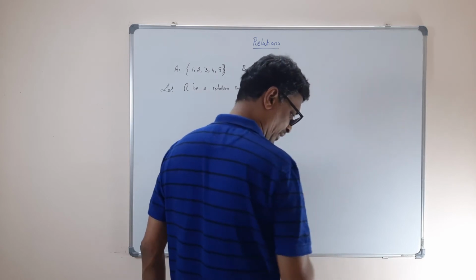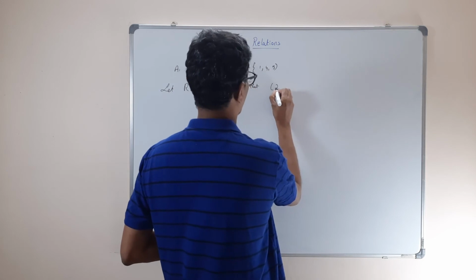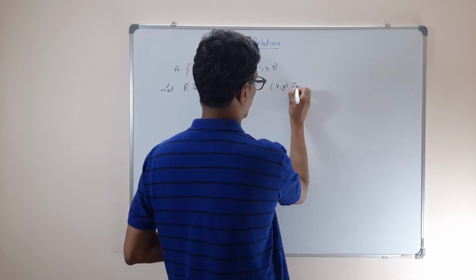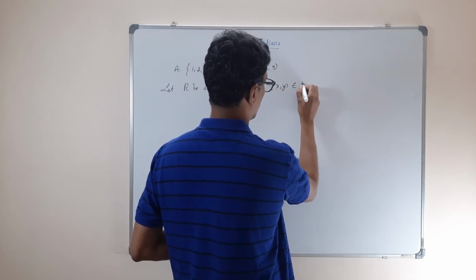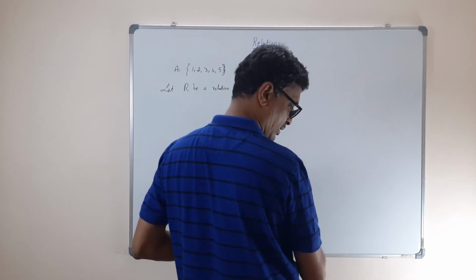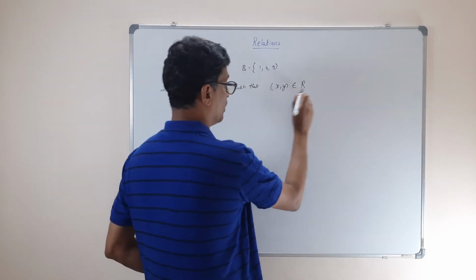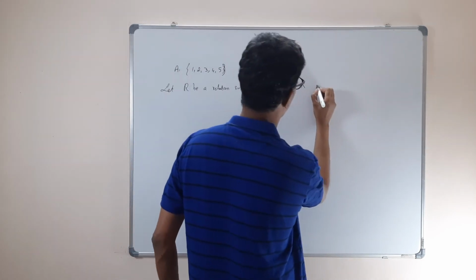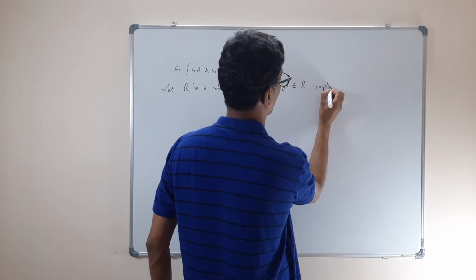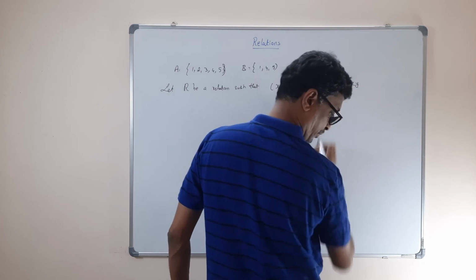I don't know, they use the same symbol. I guess what they mean is x comma y is an element of R. The relation: x comma y is an element of R implies x is less than y.